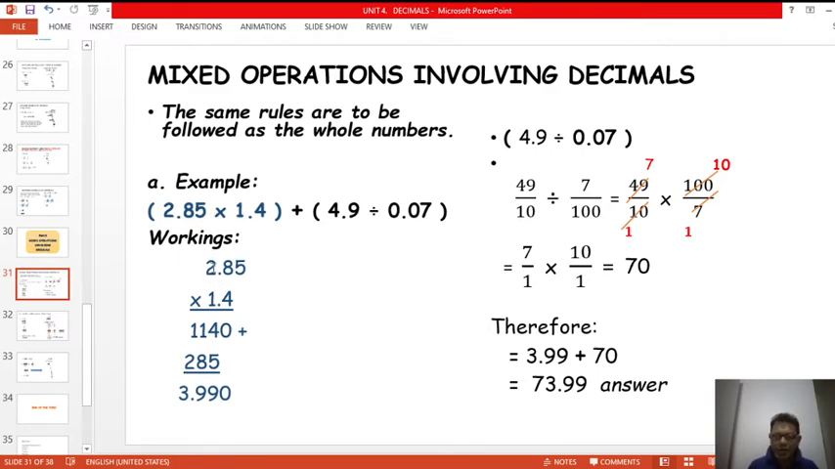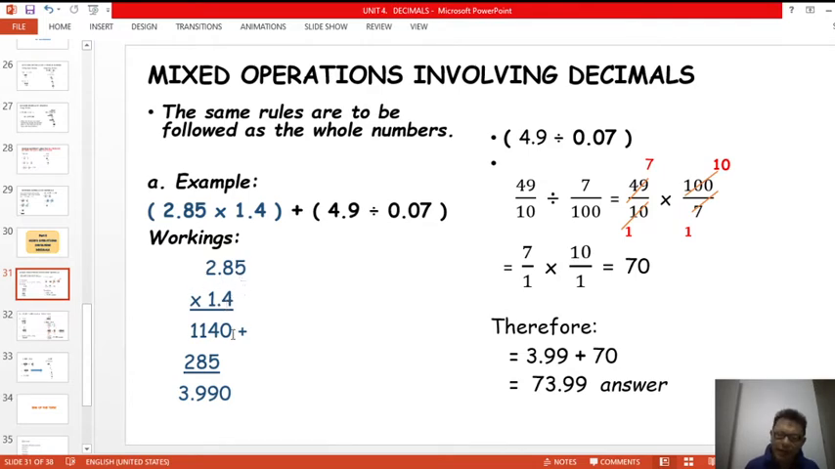So let's deal with this one, 2.85 times 1.4. As simple as that. Again, as I told you in the previous video, just ignore the decimals first, treat them like whole numbers, then only put back the decimal when you have the complete product of your operation.